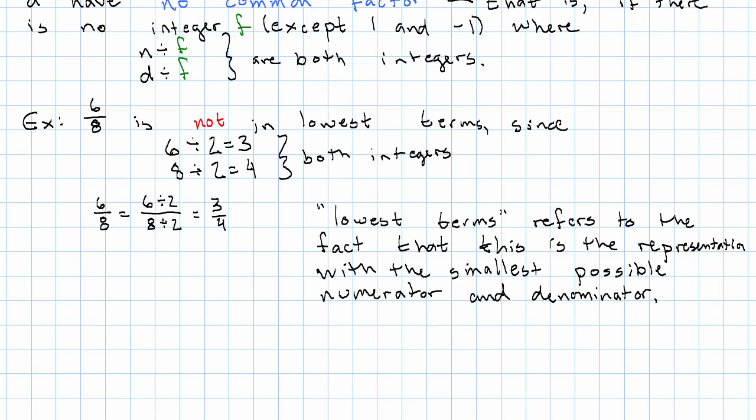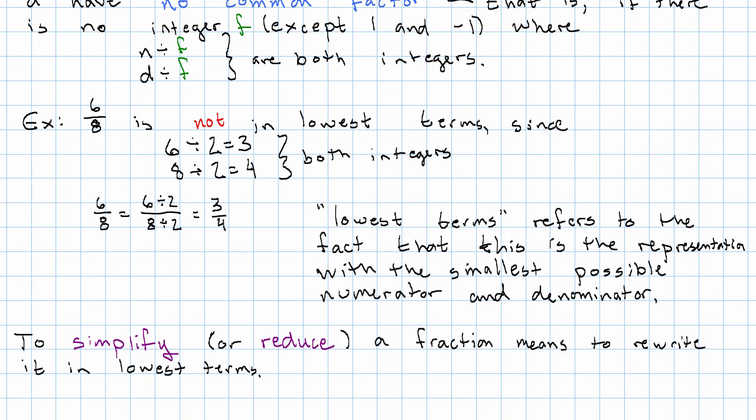possible numerator and denominator. The process of writing a fraction in lowest terms is called simplifying the fraction. You'll sometimes hear this referred to as reducing the fraction, but I don't like that term for it, because reduce seems to suggest you're making something smaller, and in fact the fraction continues to represent the same number.